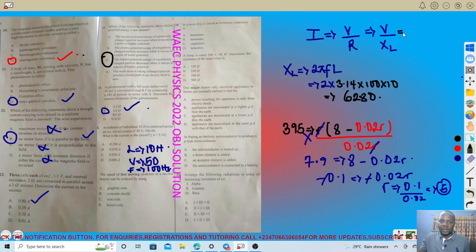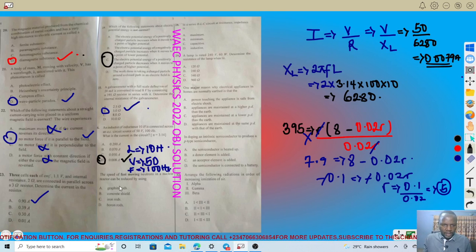So we can just come here, the voltage that is passing, 50 divided by 6280. So you go by 5 over 628. I think that should be 0.008. So let's see, 50 divided by that, 0.0079 ampere. So that is the right answer. So that is this, and that is the correct answer for that question.